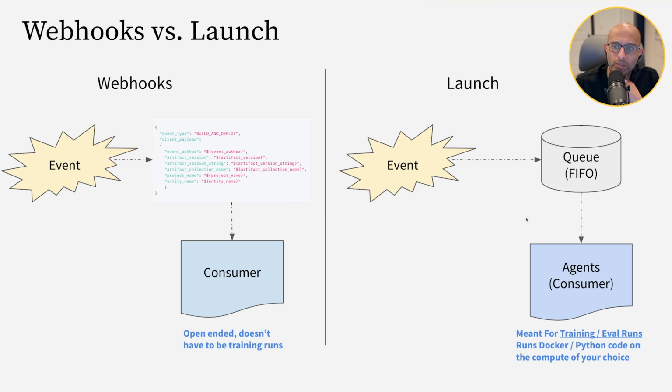The idea behind launch is again, it's meant for training and eval runs, and agents are designed to run Docker or Python code on the compute of your choice. If you need to do a training run or evaluation run, if that's what you have in mind, then you should go with launch. If you are trying to create some tools on top of Weights and Biases that need lots of flexibility, and you might want to do other things, or you're trying to integrate with a third-party service that offers webhooks, then use webhooks.